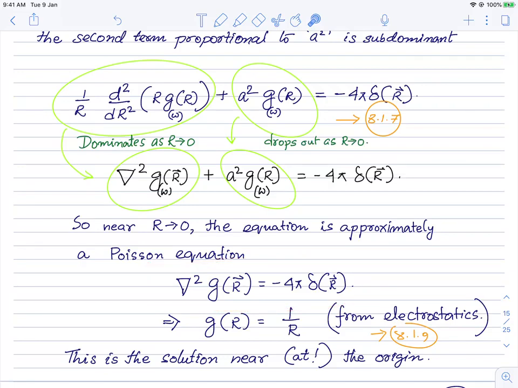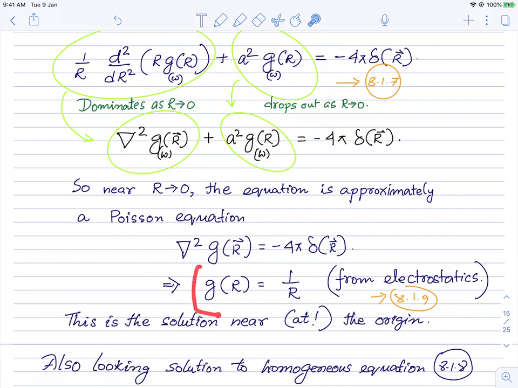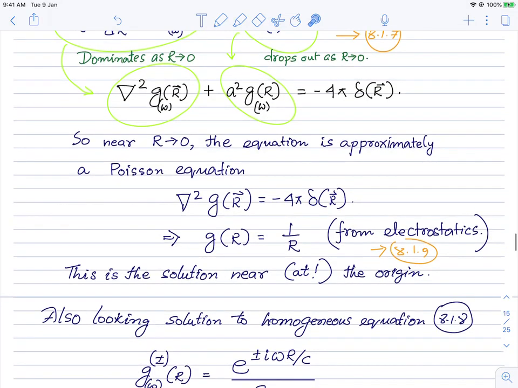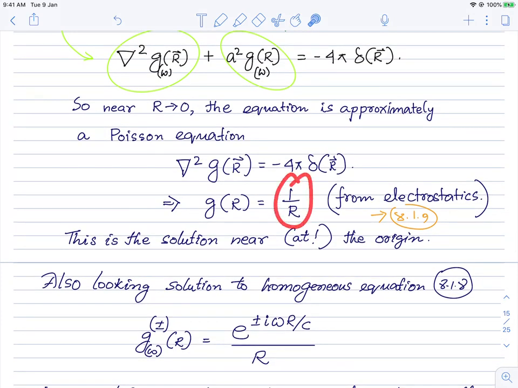And as you know, the solution to the Poisson equation is 1 over r. Near the origin, this is correct up to numerical factors. This is 1 over r because the minus 4 pi I have already taken into account in the definition of the Green's function. So near the origin it's 1 over r. That's the right solution.